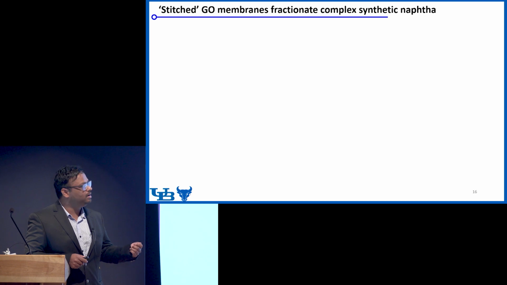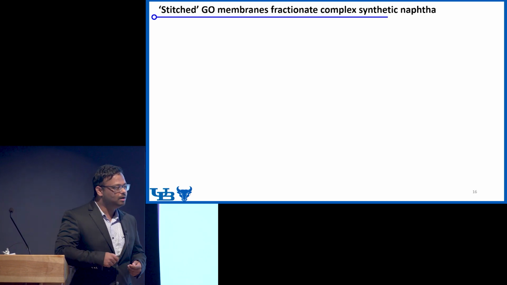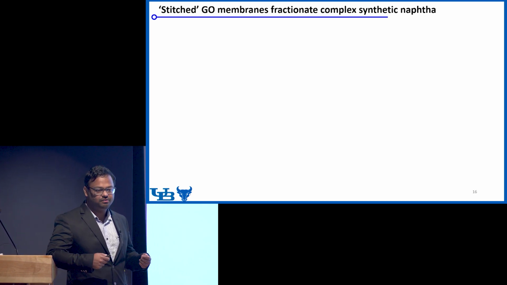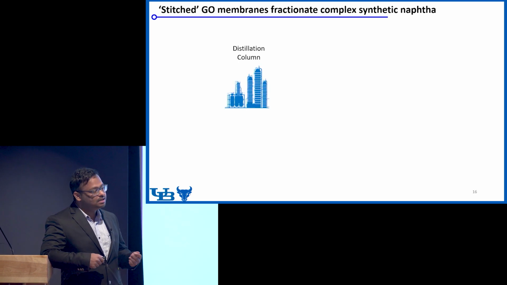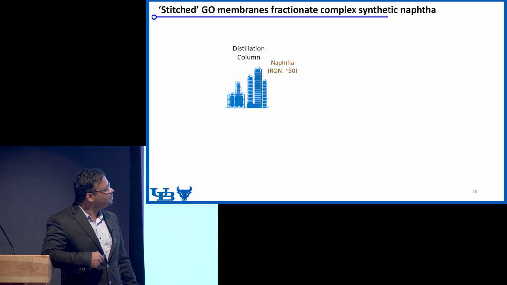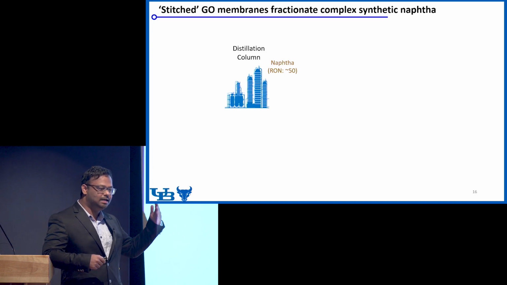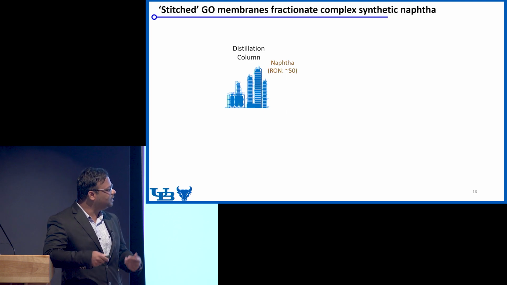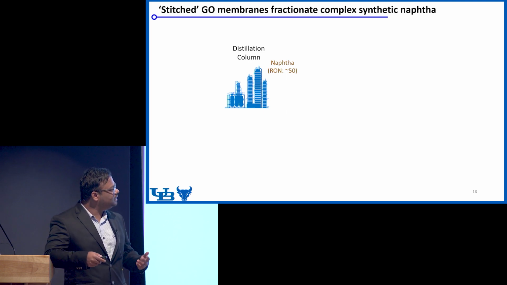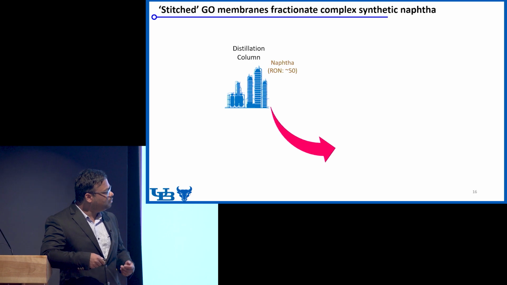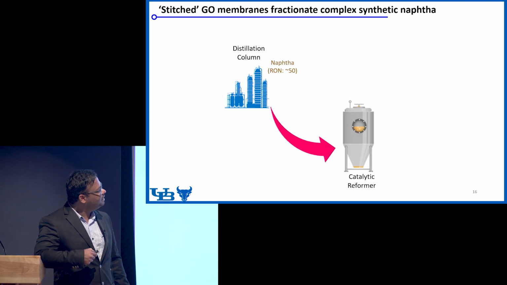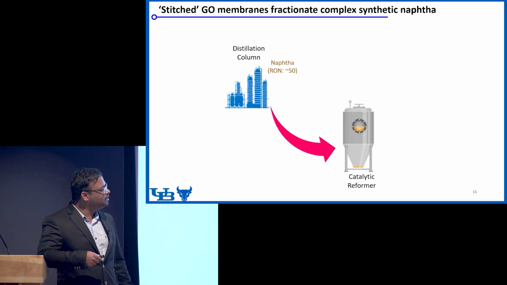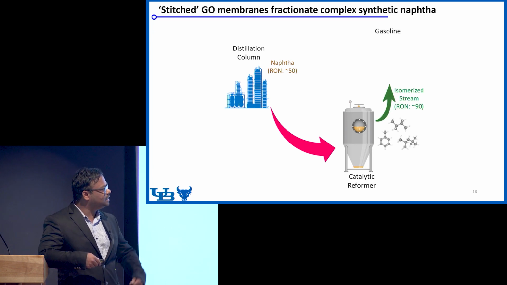What can we use this membrane for? One of the best examples where we can use this membrane is fractionation of naphtha. If you look at the distillation column in the petroleum industry, the top product is naphtha, which has a research octane number of around 50. So it has linear hydrocarbons, a huge amount of linear hydrocarbons, the branched ones, the cyclic, and the aromatic. What is traditionally done in the industry is to take this naphtha into a catalytic reformer. And this catalytic reformer converts the linear hydrocarbons into branched ones or cyclic ones. And this is what we actually get as the gasoline.